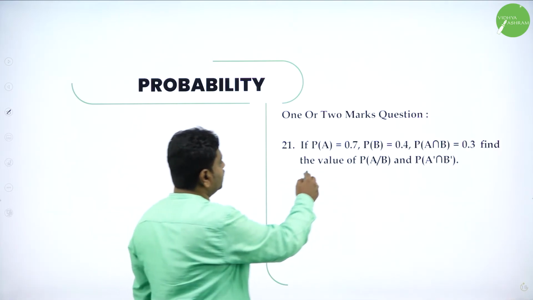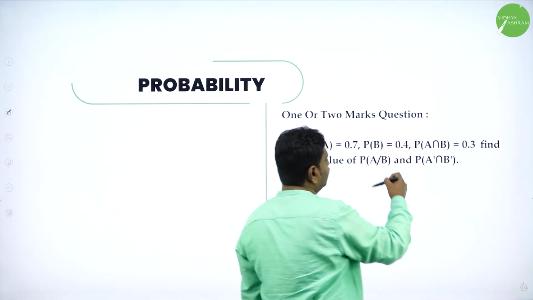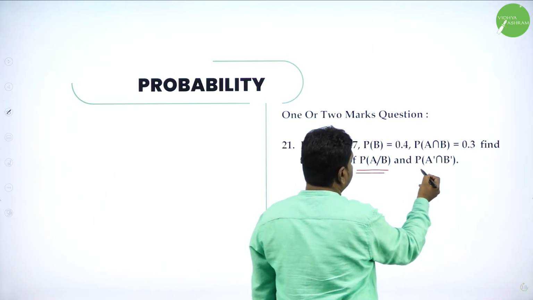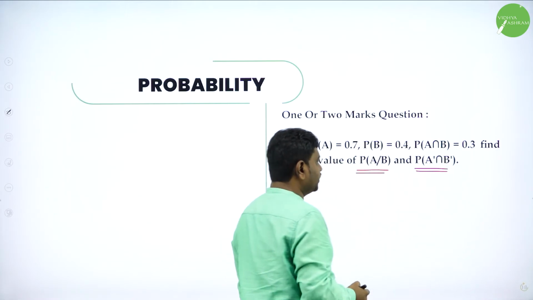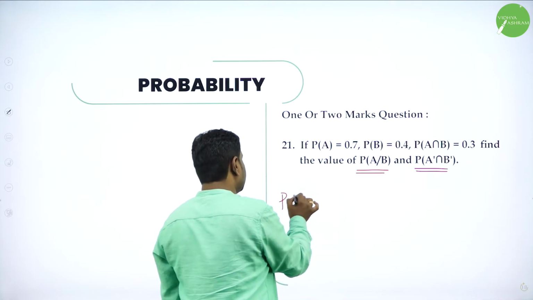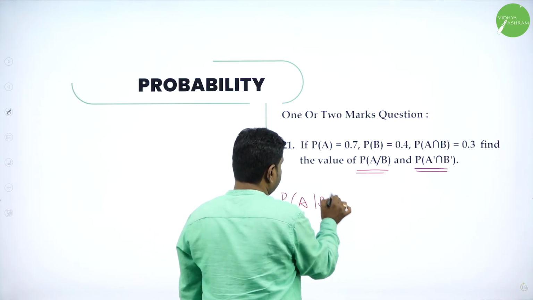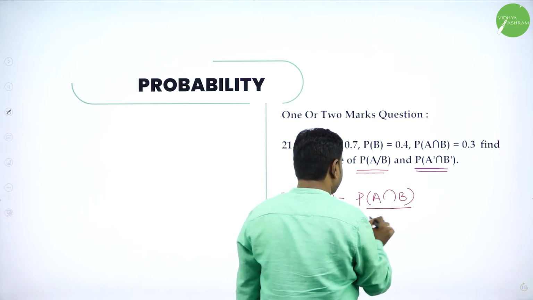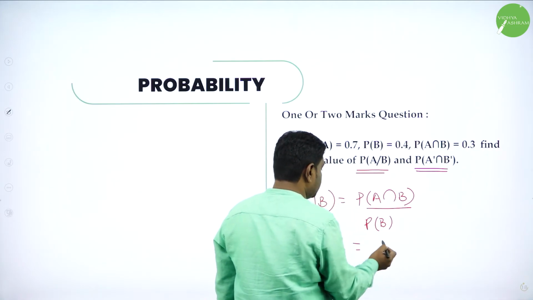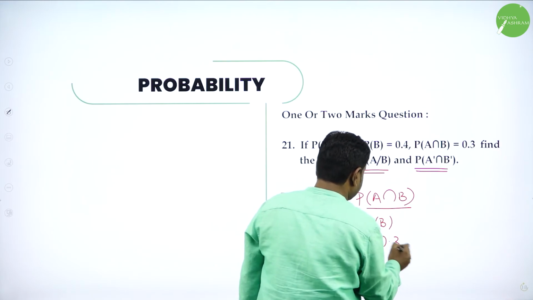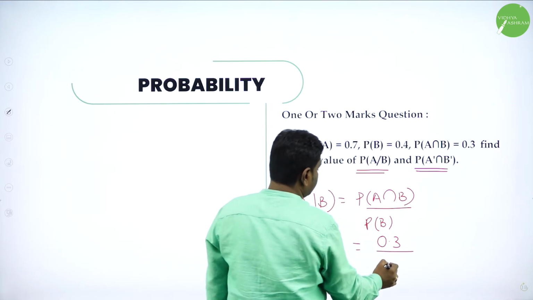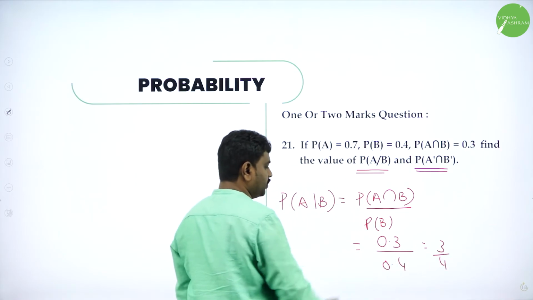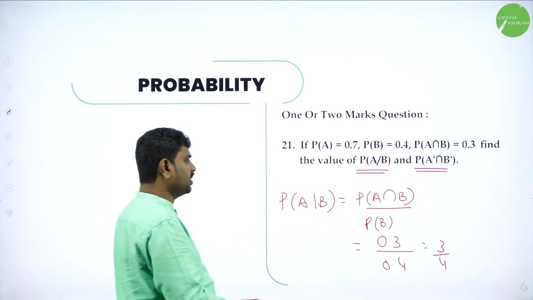Then P of A they gave 0.7, P of B they gave 0.4, P of A intersection B they gave 0.3. They want P of A by B, and P of A dash intersection B dash. First part is easy, P of A by B. All of you know P of A by B is P of A intersection B divided by P of B. So substitute the values. What is P of A intersection B? 0.3 divided by P of B. What is P of B? 0.4, that is 3 by 4. If you shift the points, or if you want, you can write it in decimal or leave it.